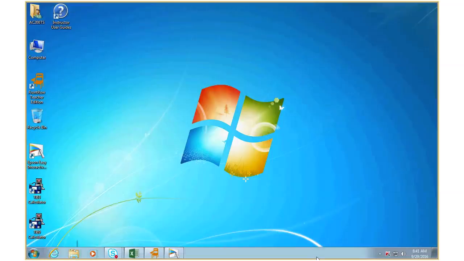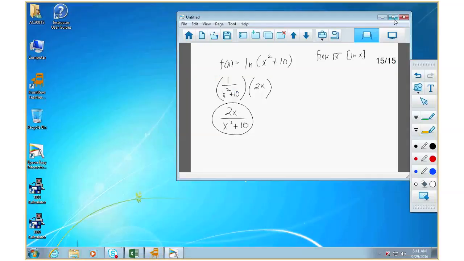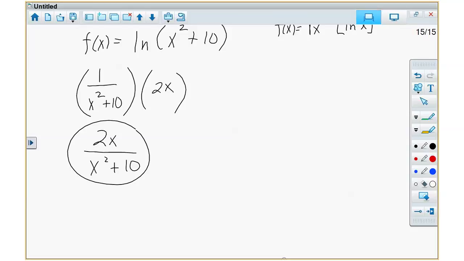Hope you can see it. Yeah, he can see it. All right.